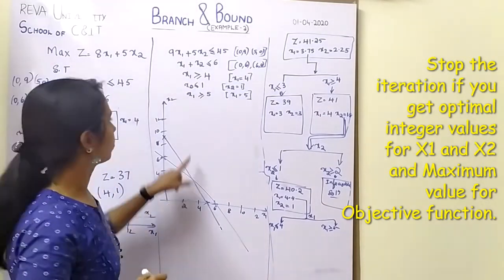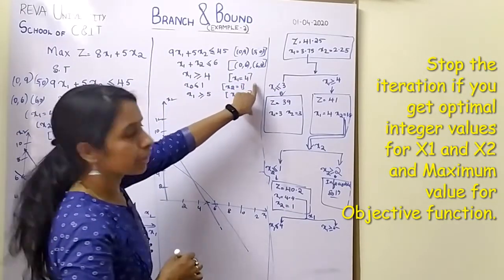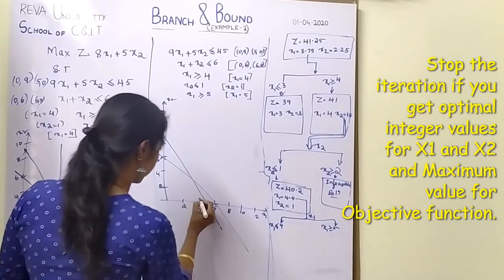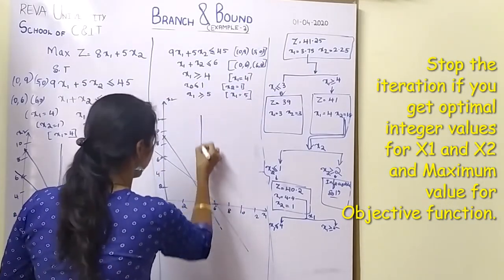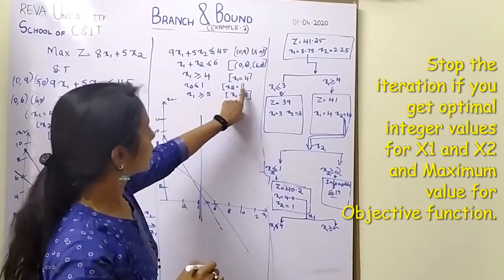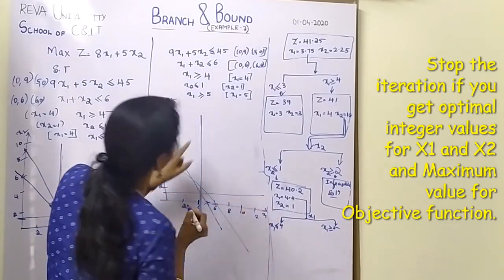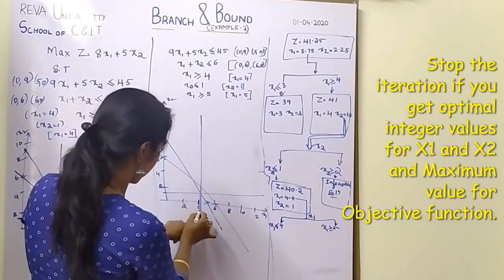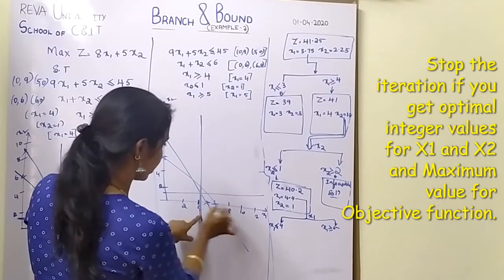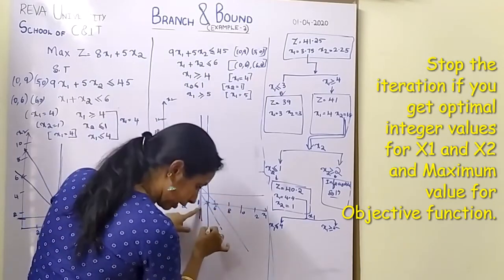Next we will solve this one. So here x1 is equal to 4. You get this. Then x2 is equal to 1. x1 is equal to 5. Again I am saying x1 is equal to 5. So one more line here.